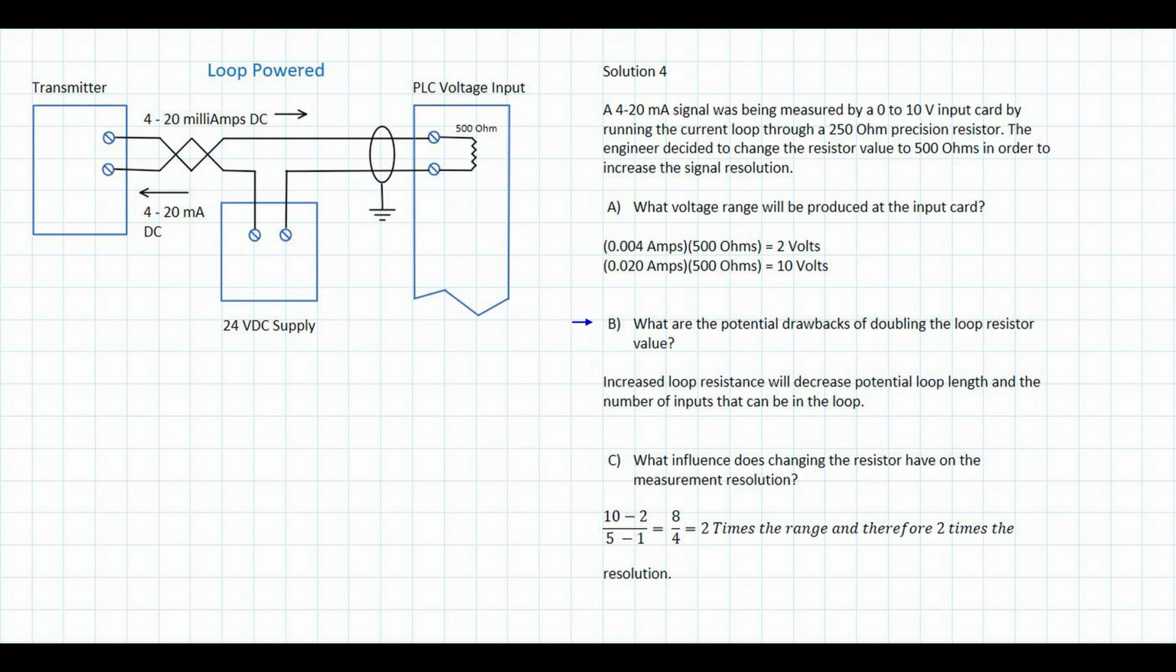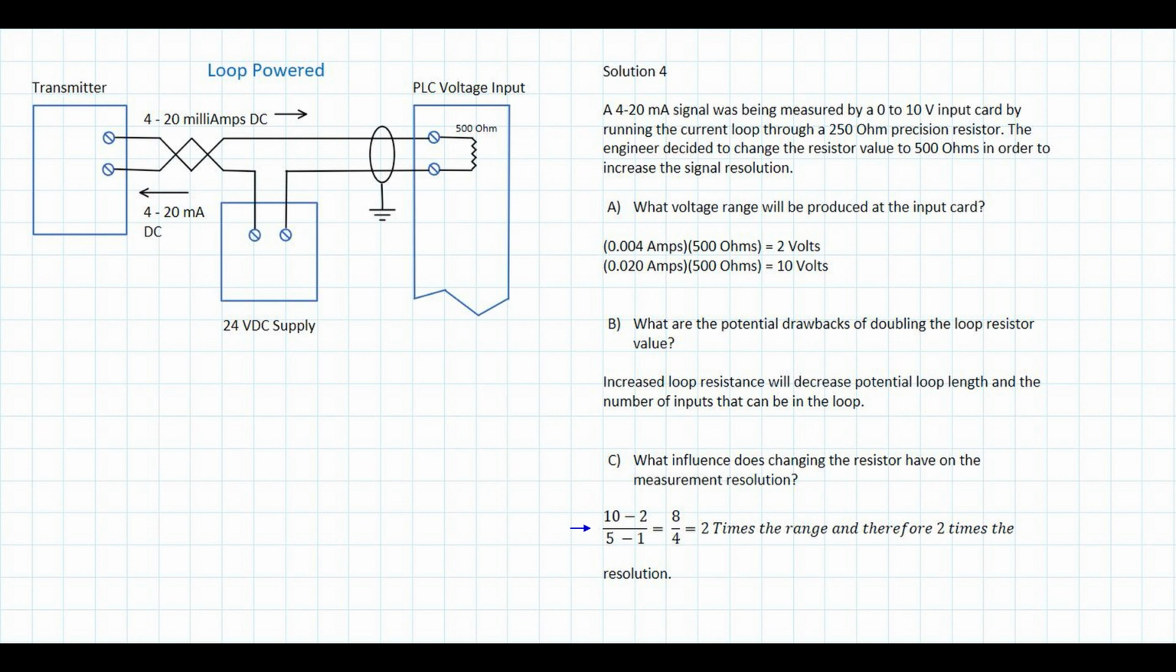Part B, what are the potential drawbacks of doubling the loop resistor value? Increased loop resistance will decrease potential loop length and the number of inputs that can be in the loop. So our ability to push current through the current loop is affected by the total loop resistance. Part C, what influence does changing the resistor have on the measurement resolution? Without establishing a particular input card and knowing the bit resolution, such as a 12-bit or a 16-bit card, etc., we won't be able to define an exact resolution.